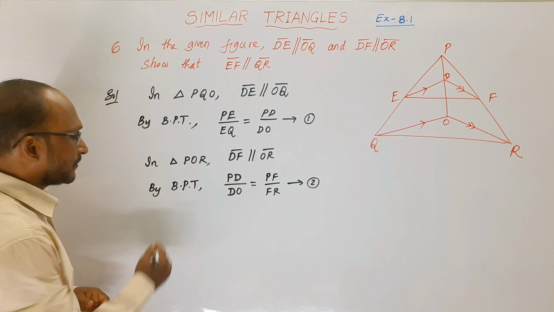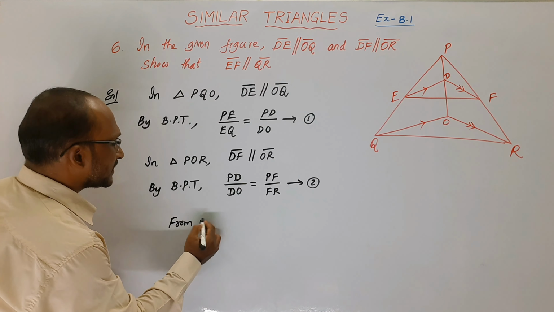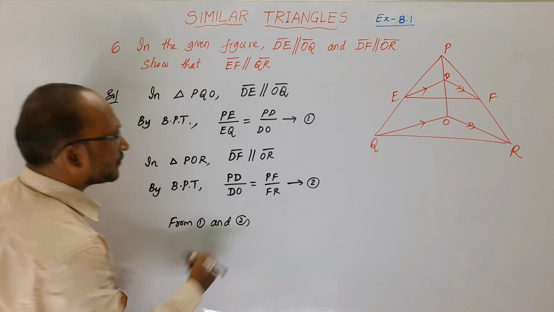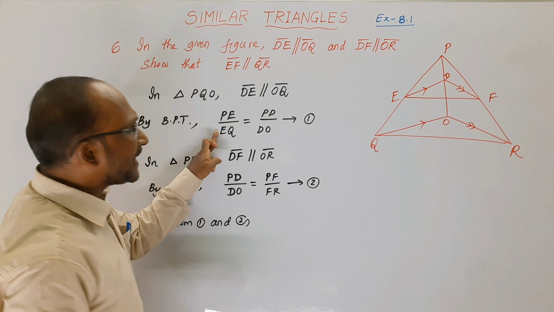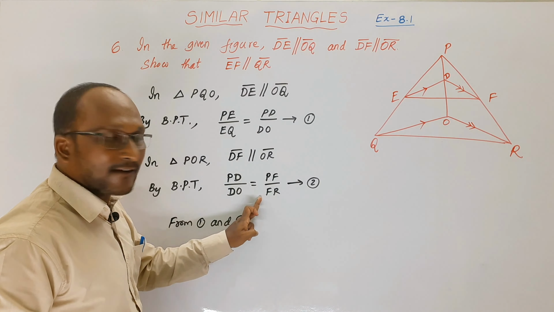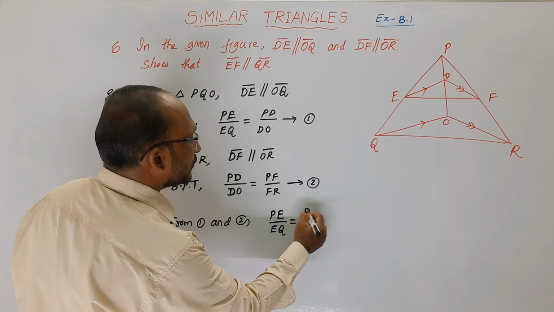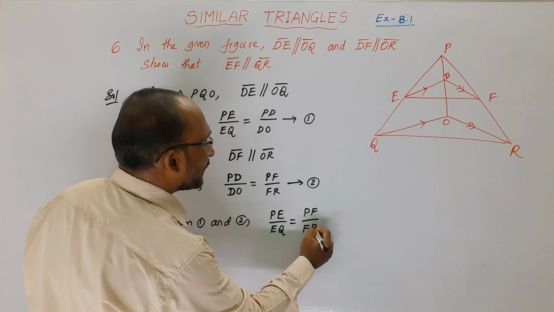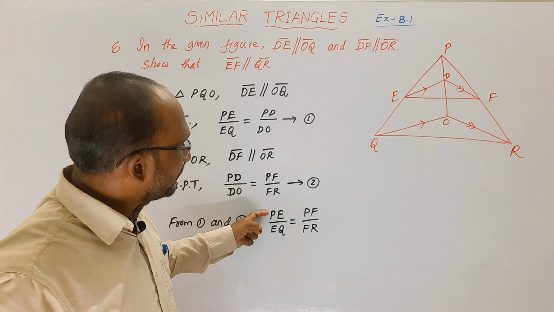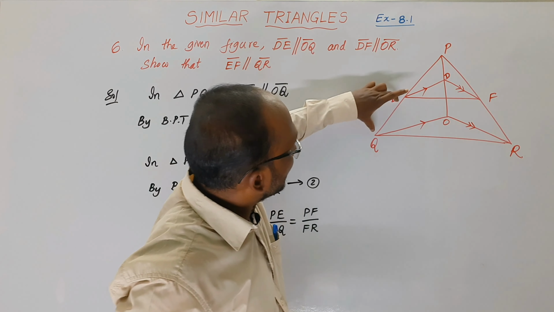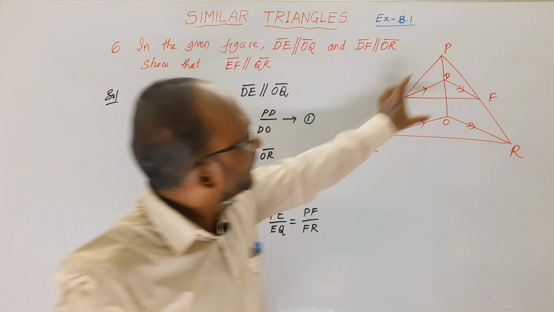From these two results, from 1 and 2, what can you write? PE by EQ and PF by FR, these two ratios are equal to the same ratio PD by DQ. That's why these two ratios must be equal. So from 1 and 2 we can write that PE by EQ is equal to PF by FR.